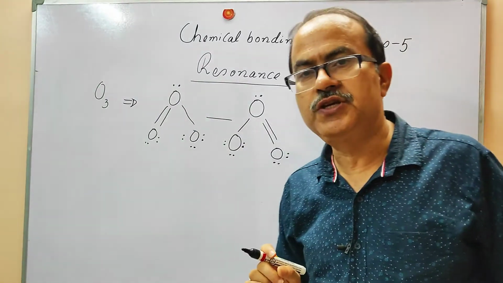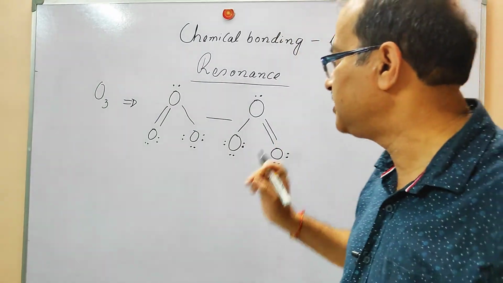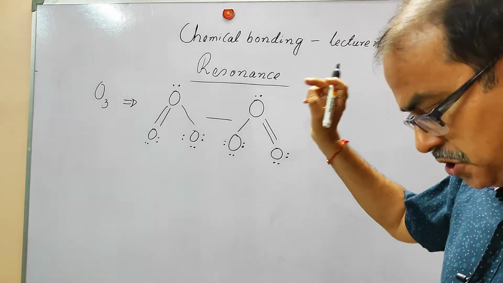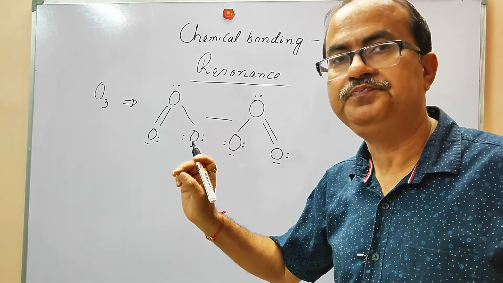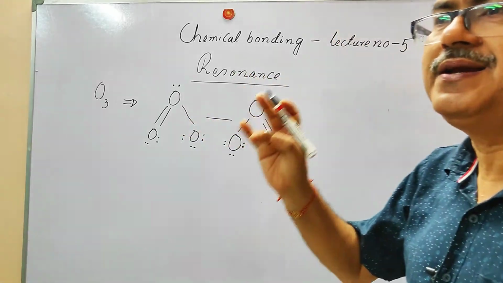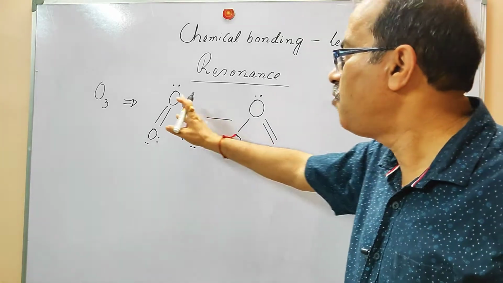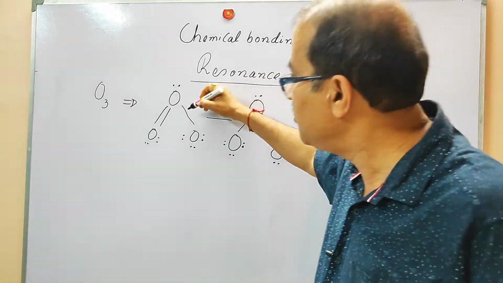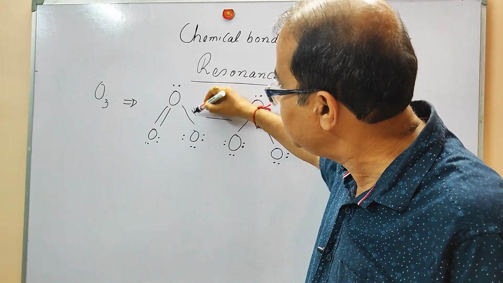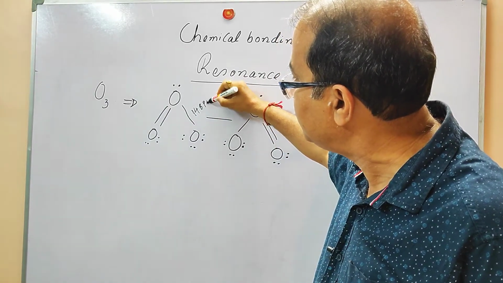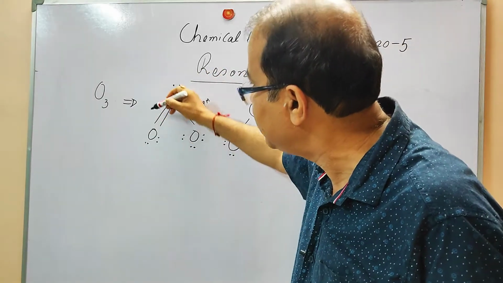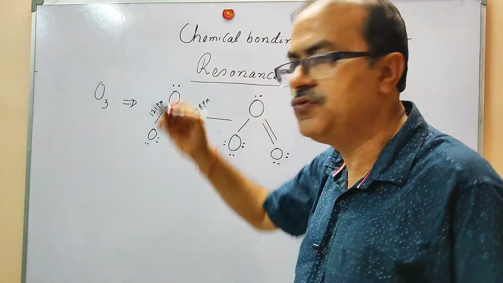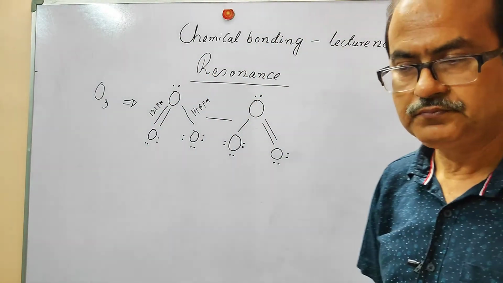And from these two Lewis dot structures, you can conclude that the O3 molecule has two different bond lengths. One is the double bond and another is the single bond. For the single bond, the bond length is 148 pm, and for the double bond it will be 121 pm.